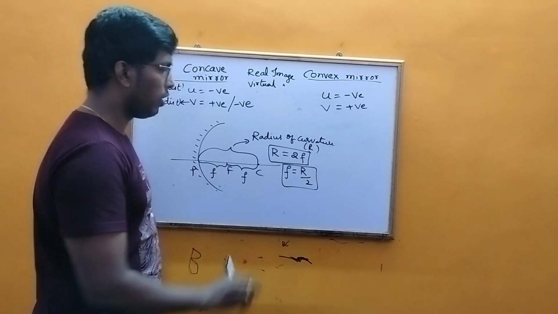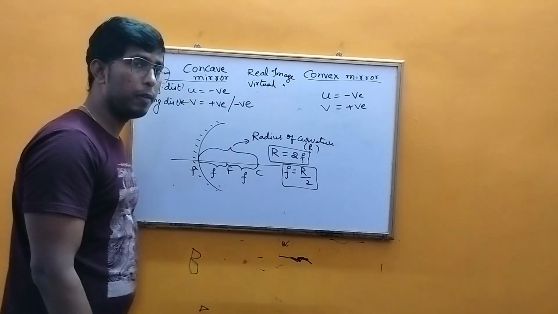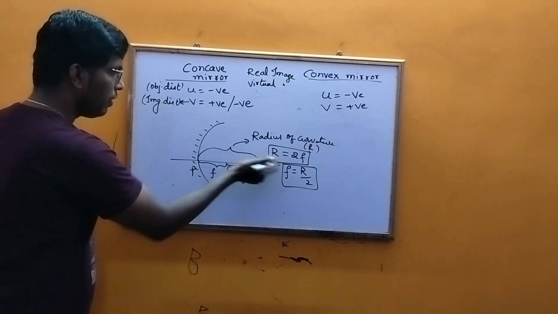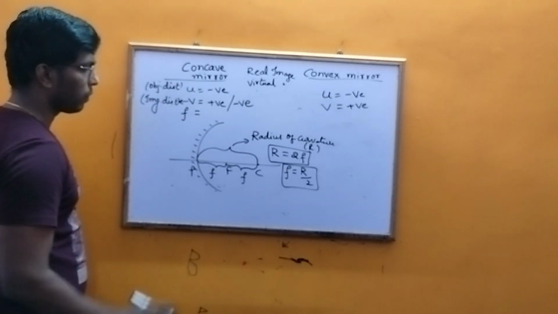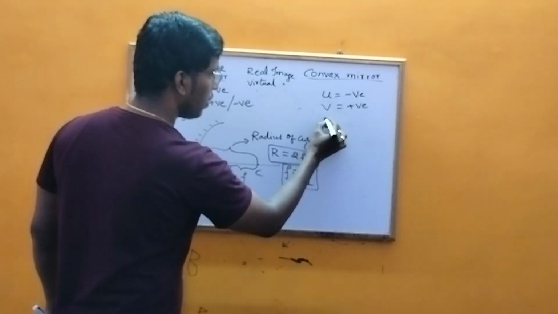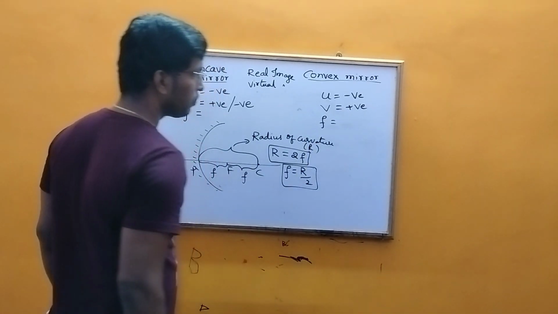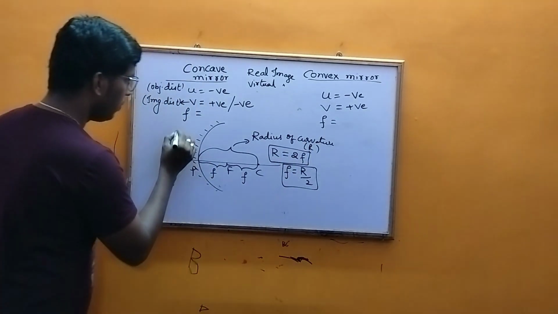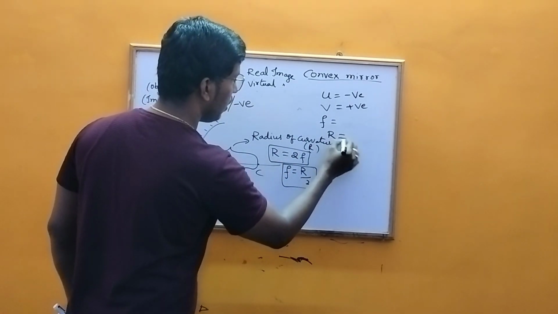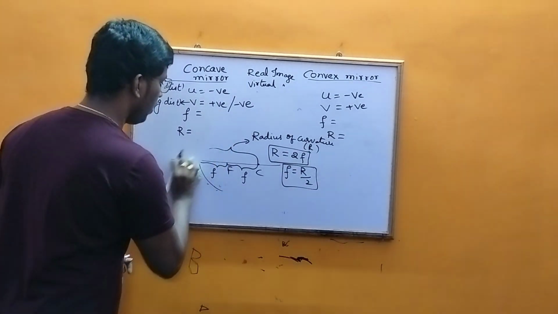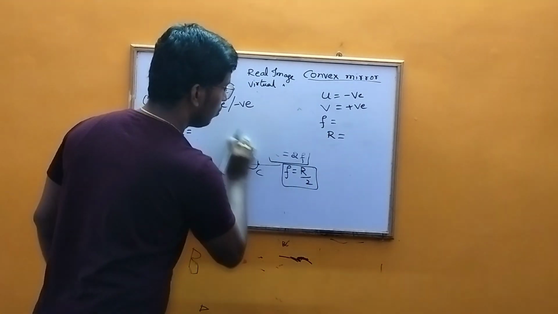Okay, this formula you should remember. Another term I'll take is focal length, the f value. First, same here also, focal length. And the next term, radius of curvature, R, even for the convex mirror, R. One very simple trick I will tell you.